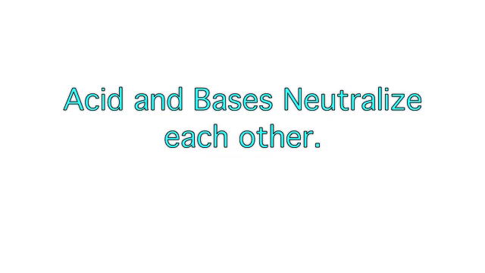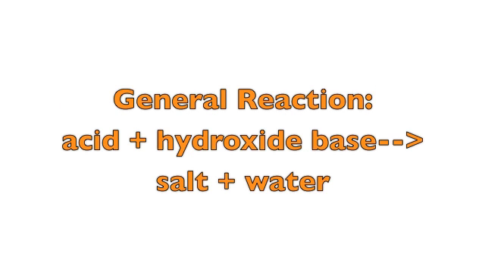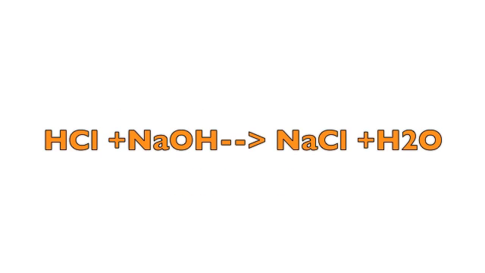Acids and bases neutralize each other in solution. For example, the general formula of a neutralization reaction is an acid plus a base yields the products of a salt and water. And when you have a strong acid and a strong base in solution, the general product is just water, because the H+ ion and the OH- ion come from the acid and base to form water.